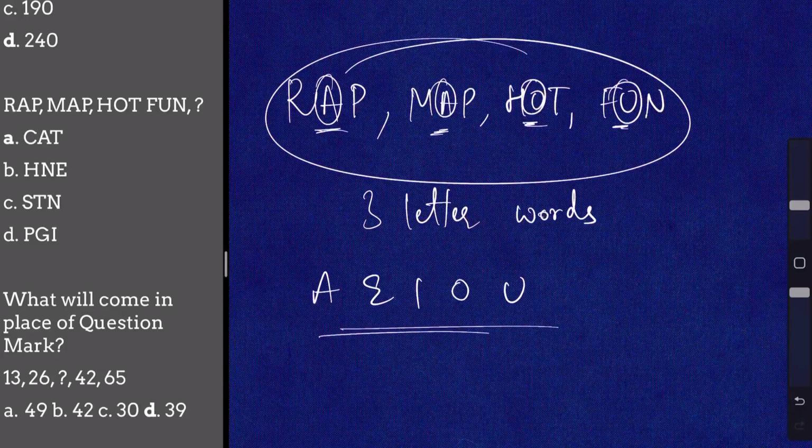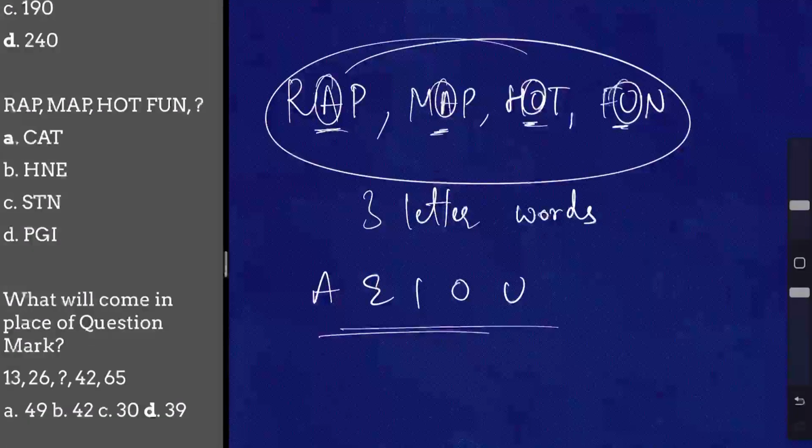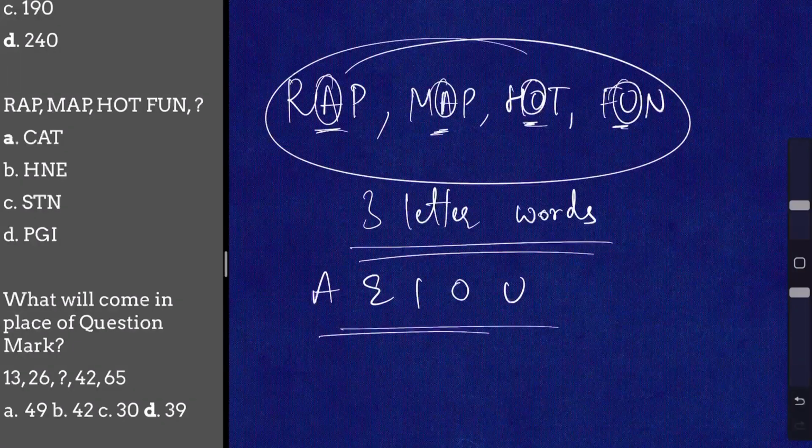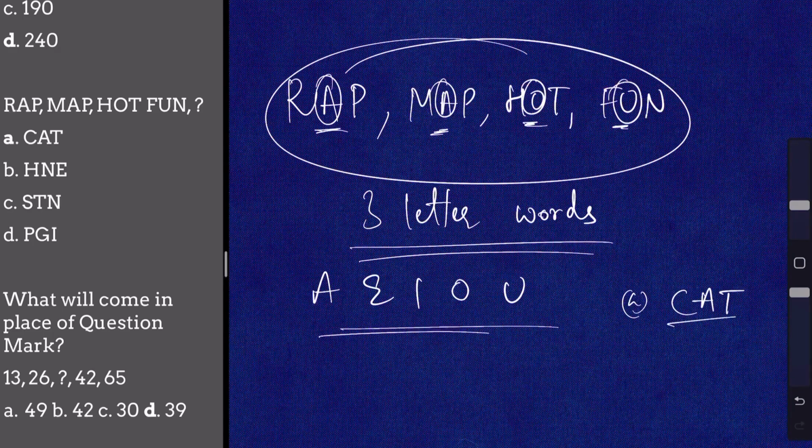So now what we have to do to complete the series would be to look at the options and select that word which has a vowel in the middle. So now if you look at the options, we have CAT, HNE, STN and PGI. In none of the options other than option A, we have a vowel in the middle. So the option which has vowel in the middle is option A, that is CAT. So therefore option A is the right answer.